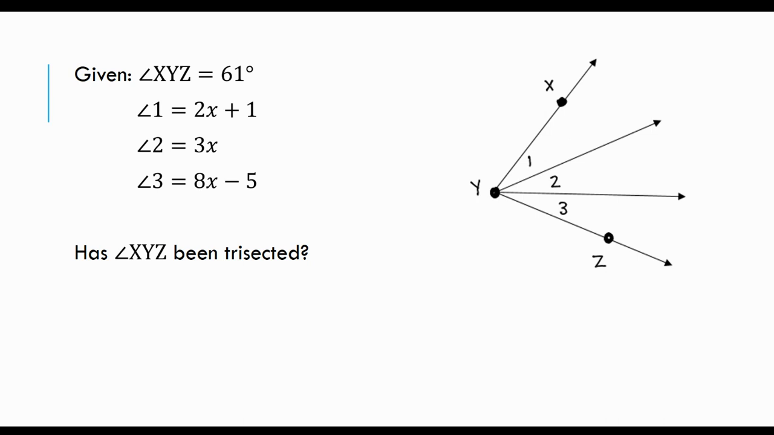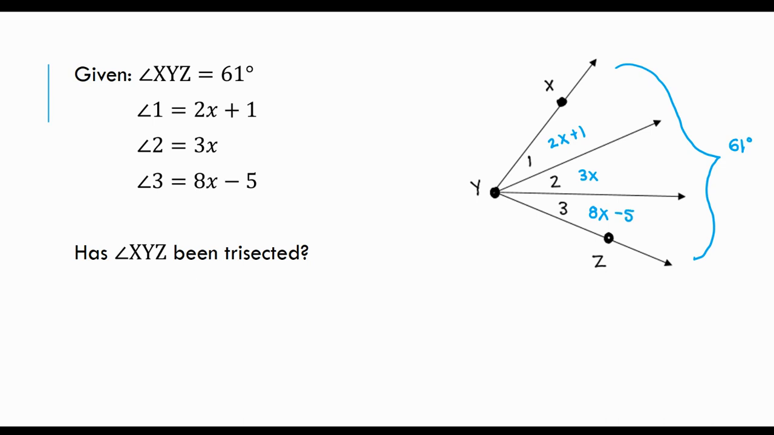All right, in this next one, we are given angle XYZ is a 61-degree angle. So that is this entire angle if you follow the letters. So this whole entire angle, sorry, my pen has not been my friend today, this whole entire angle is 61 degrees. I'm going to start marking up the rest of my picture. Angle 1 is being represented as 2x plus 1. Angle 2 is being represented as 3x. Angle 3 is represented as 8x minus 5.